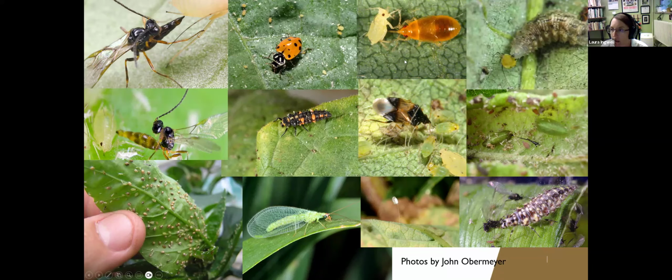This is the minute pirate bug, Orius insidiosus. People complain about them actually biting them on their arms, but they are a good natural enemy in cucurbit systems. They feed on aphids and mites.